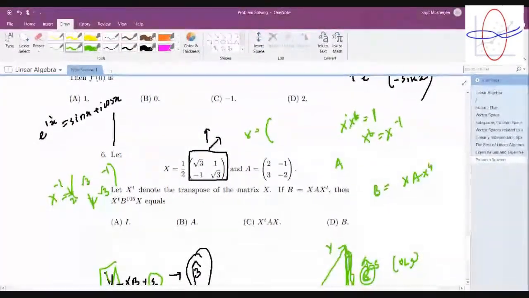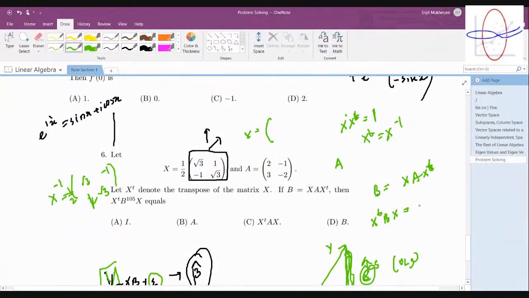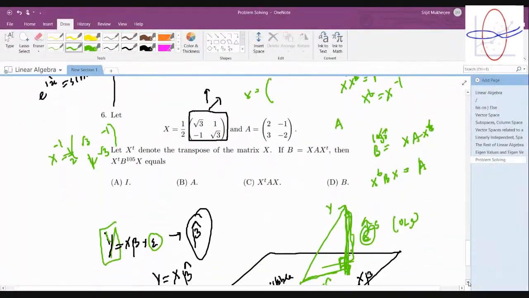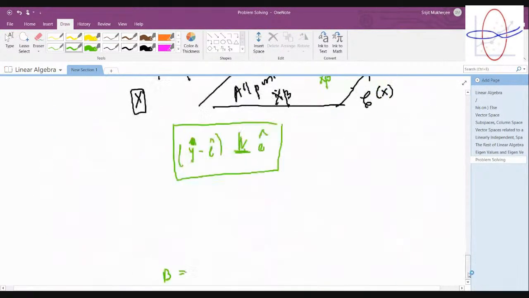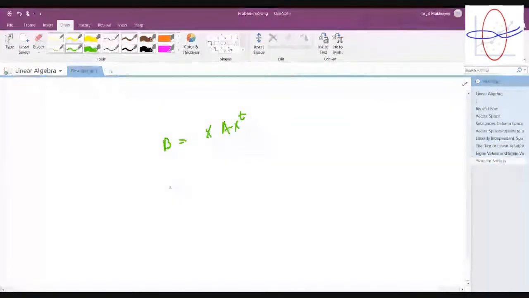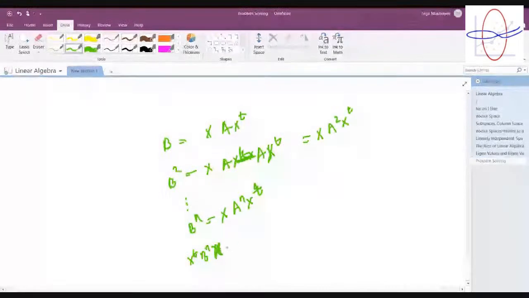B is equal to A X transpose, and suppose you want X transpose B X. So you get X transpose multiplied and you get A, and you have B to the power 105 here. B is equal to X A X transpose. Observe that B square is X A X transpose X A X transpose. The X transpose X becomes 1, so you get X A square X transpose. If you do induction, you get B to the power N is equal to X A to the power N X transpose. And since it's the inverse, if you multiply X transpose B to the power N X, you get A to the power N.